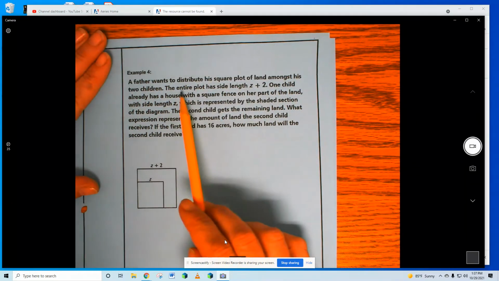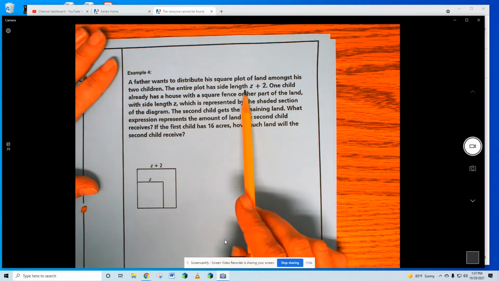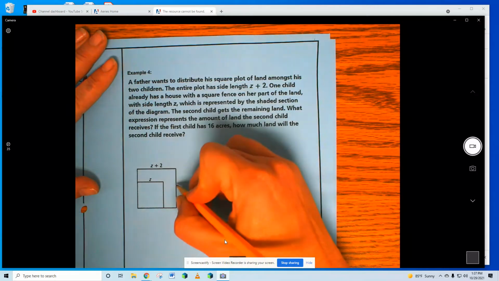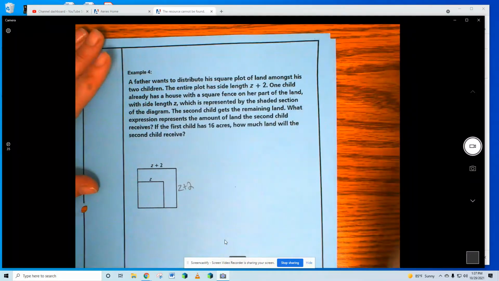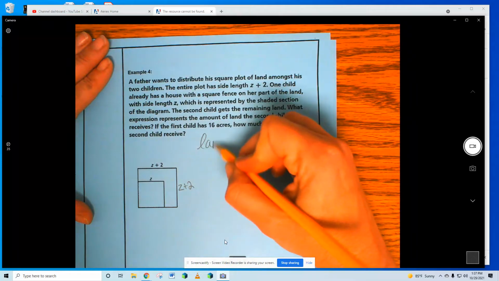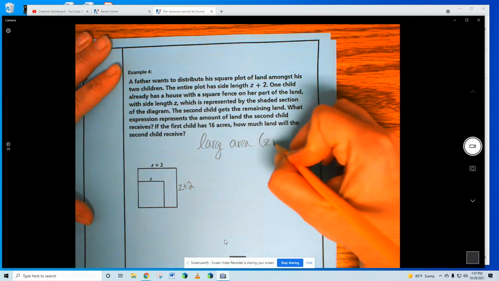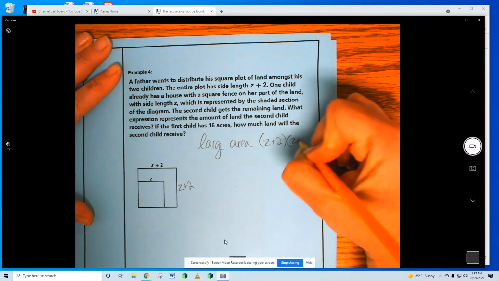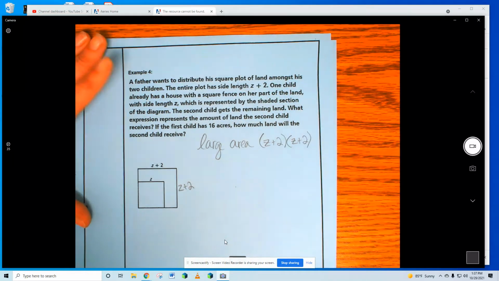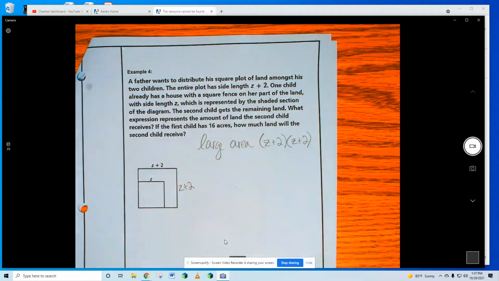A father wants to distribute his square plot of land amongst his 2 children. So, the entire plot is z plus 2. So z plus 2, z plus 2. That means the large area is going to be z plus 2 by z plus 2. So I have to multiply length times width. Area equals length times width.